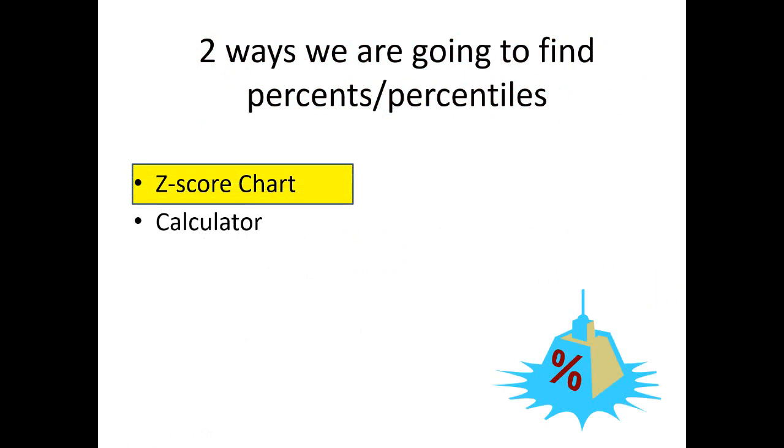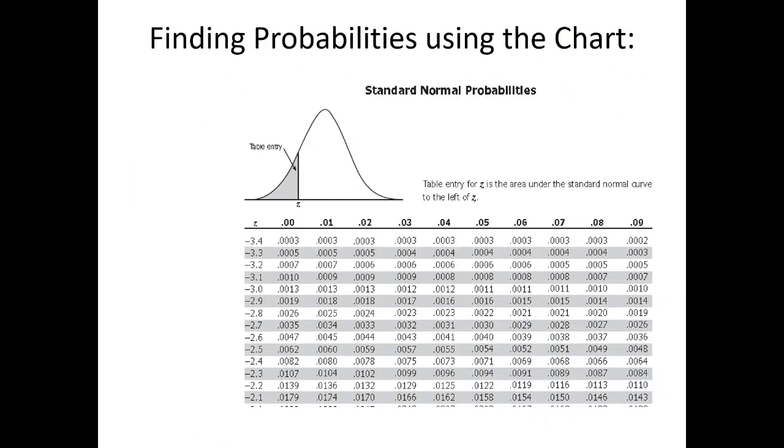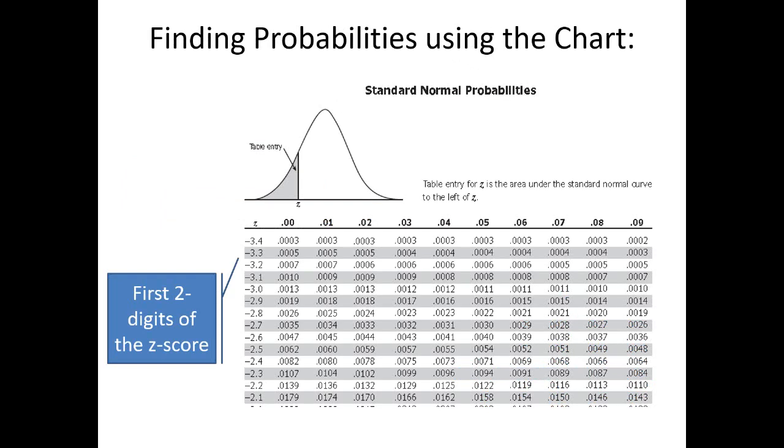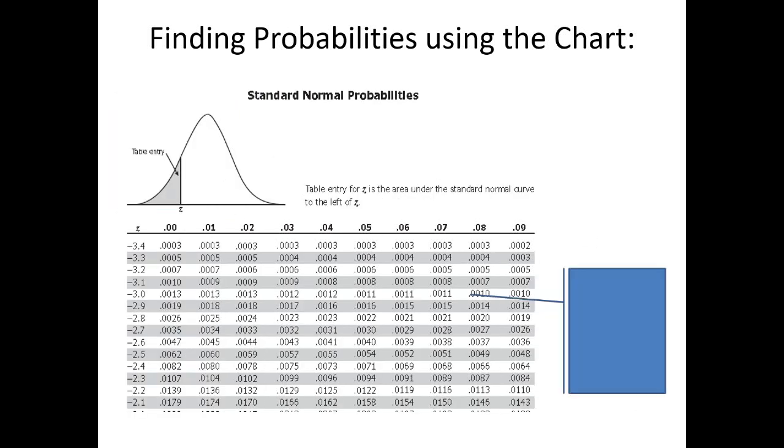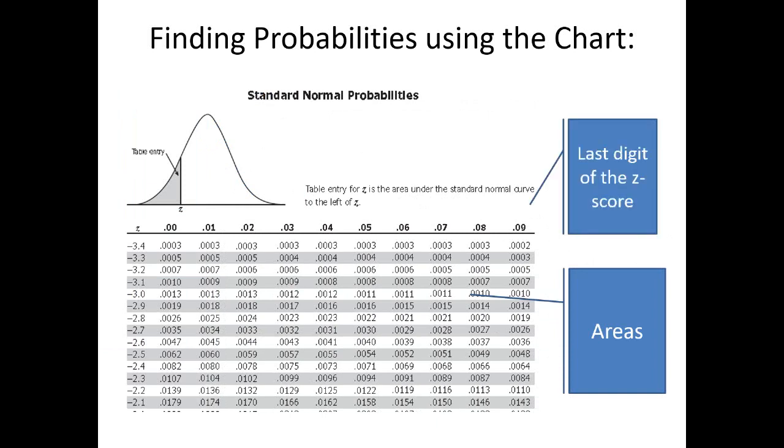We're going to talk about how to use the z-score table first. So this is a z-score table. You should have gotten a copy of this already. On the left, we have our first 2 digits of the z-score. Up here, it's telling us that the value inside the table is representing the area to the left of our z-score. On the inside, we have those actual areas, or those actual values. And up top, we have that last digit of the z-score. So we can go to 2 decimal places when we're looking at a z-score table.